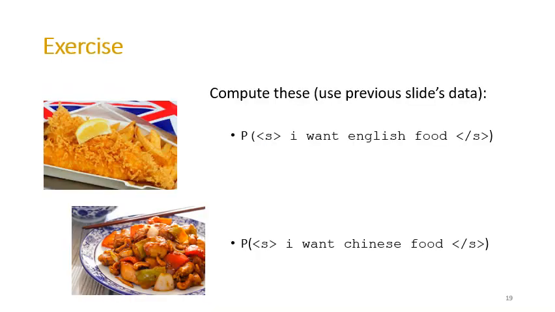I would like to ask you to do an exercise here. Use the data provided in the previous slide and compute the probability of these 2 sentences. The first sentence is "I want English food", and the second sentence is "I want Chinese food". Compare the probability, which one is bigger.